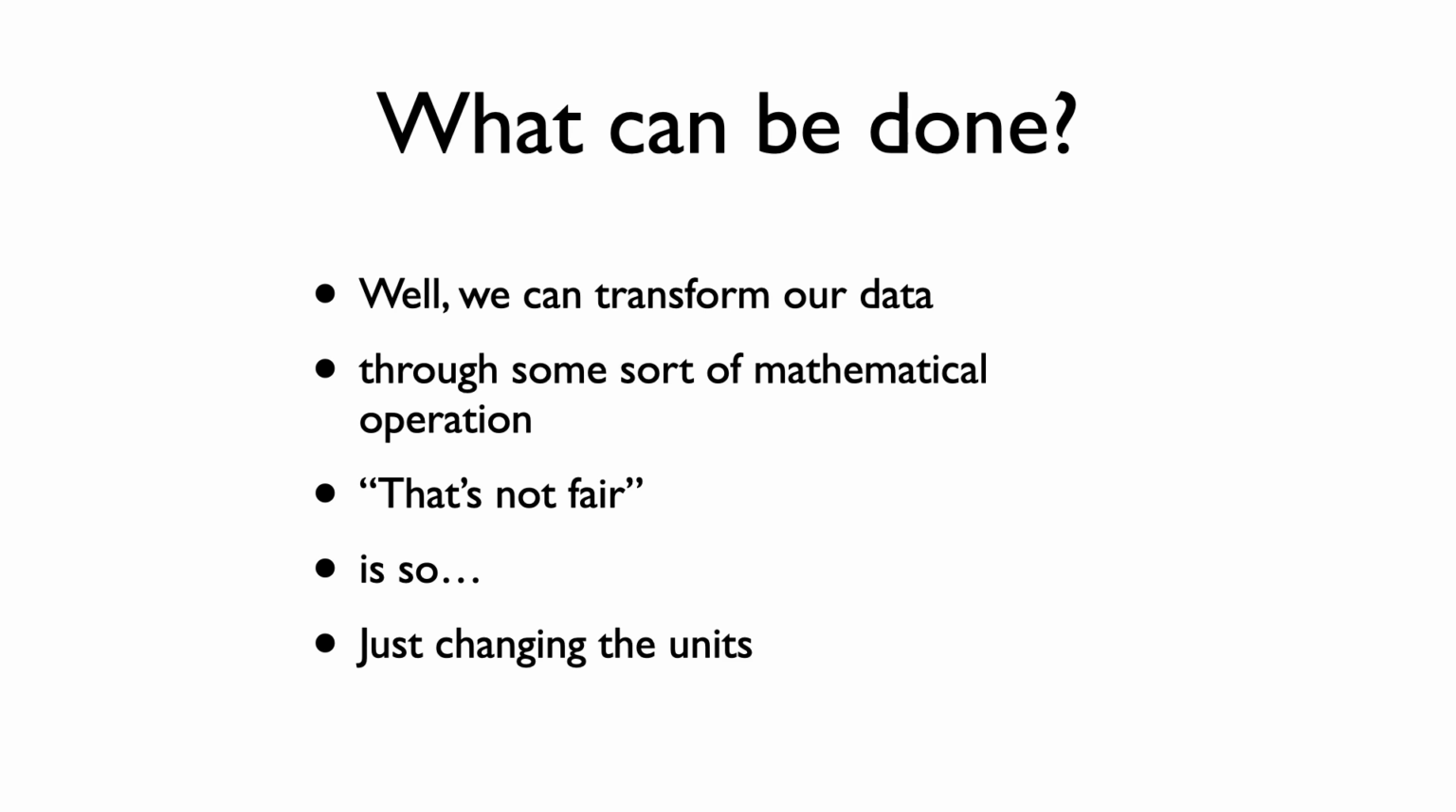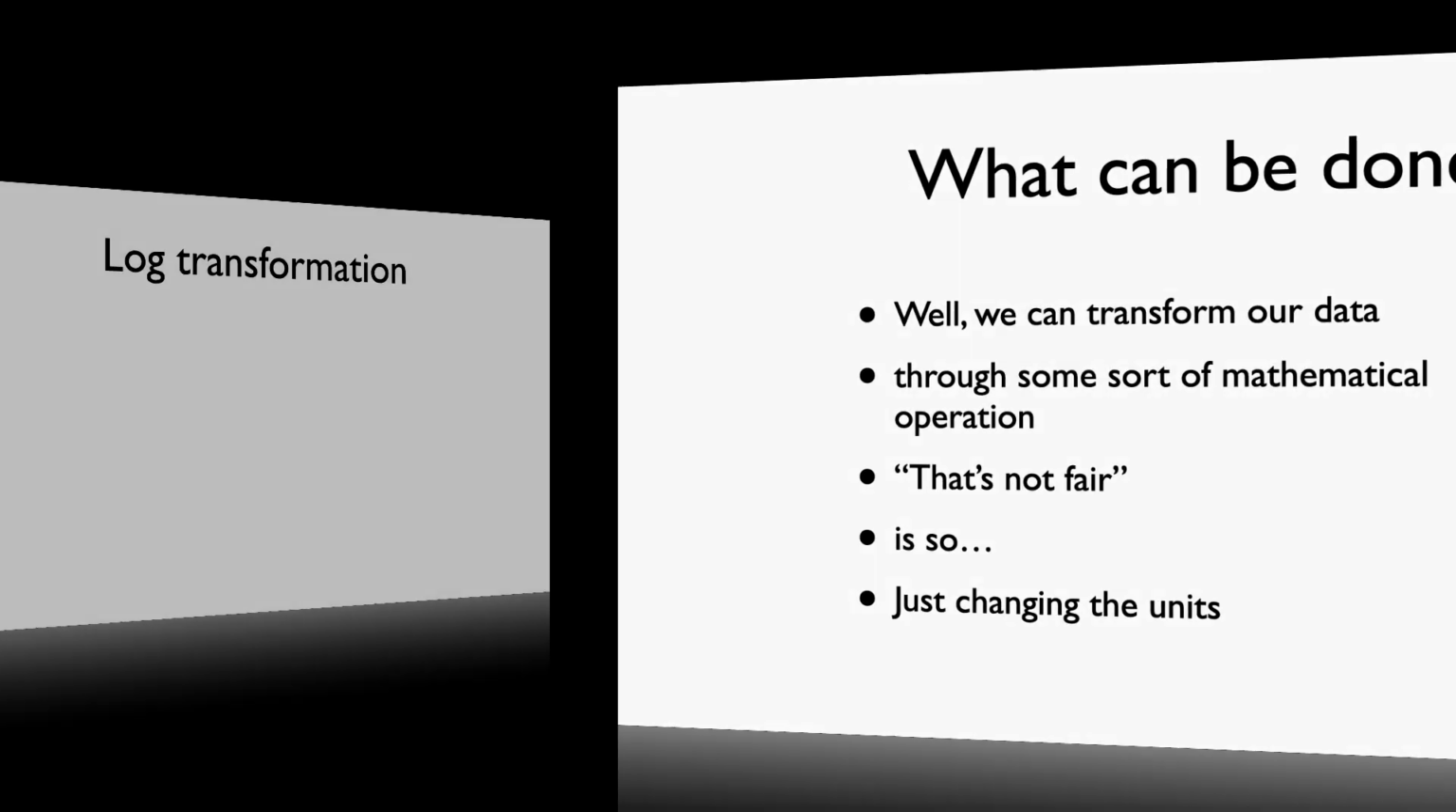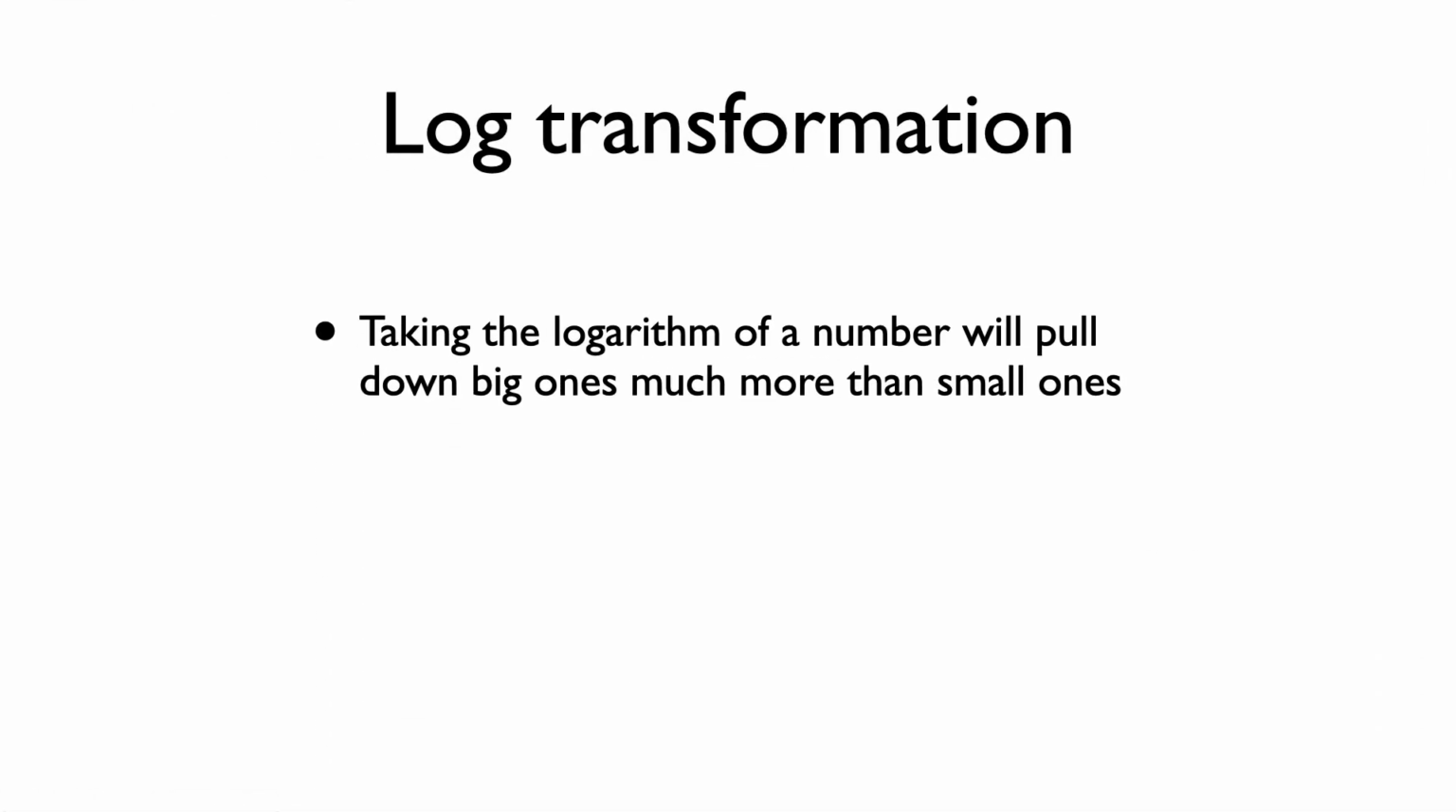You know, we can't just randomly change things until it works. We need some guidelines, okay? So the first thing you can do mathematically is you can take a logarithm of a number. We've talked about this before. It pulls down big ones much more than small ones. I'll just use base 10 logs because it's easier to do in my head.